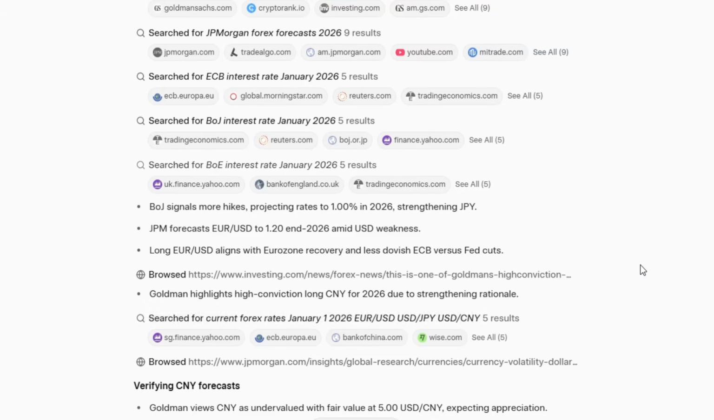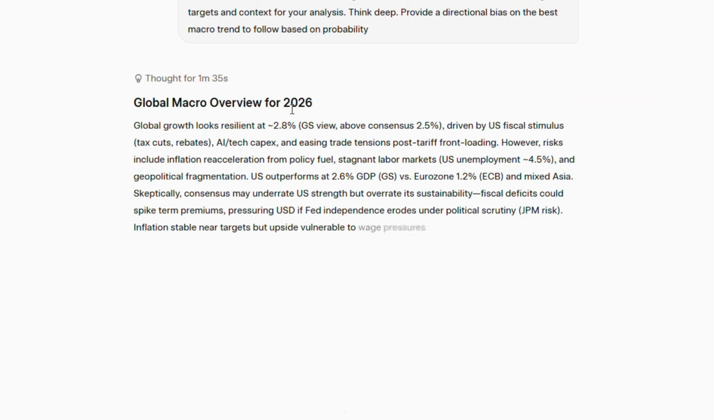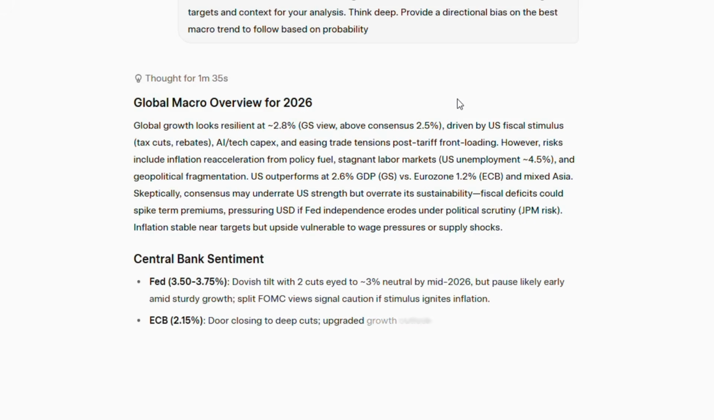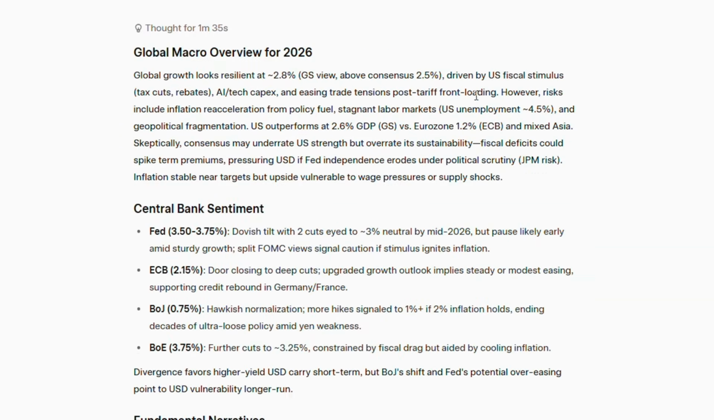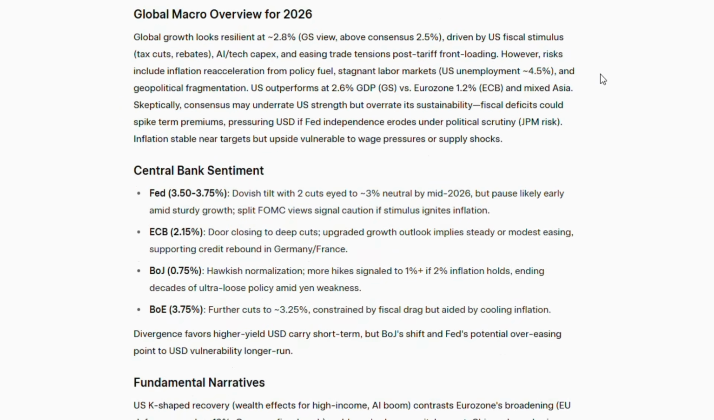And this thing does it in minutes. Extremely powerful. Now, keep in mind, this will not be perfect every single time. Sometimes the pricing will be a little off, but let's get into it.